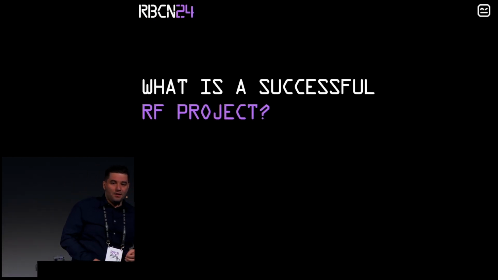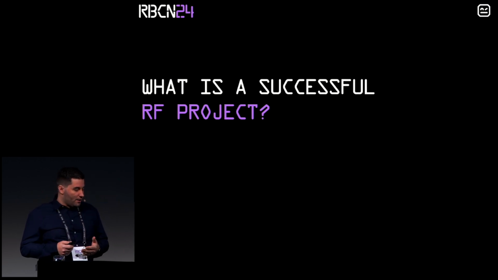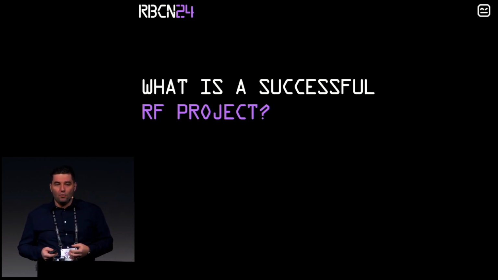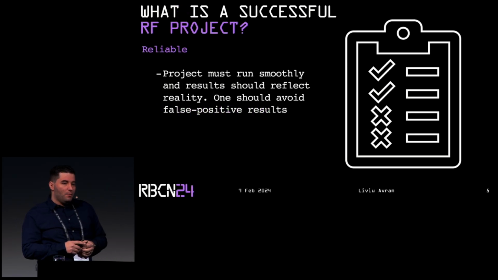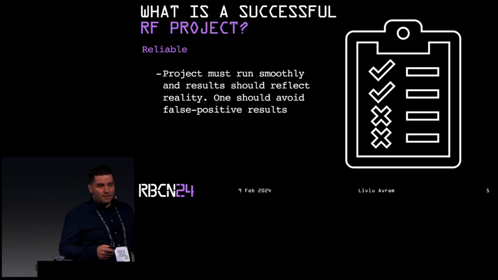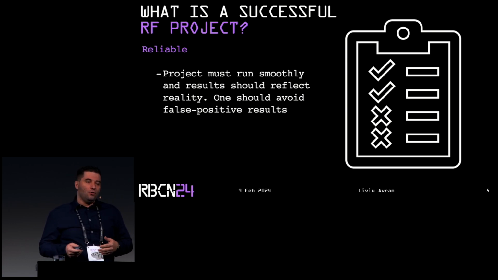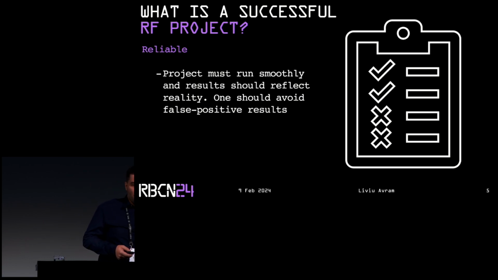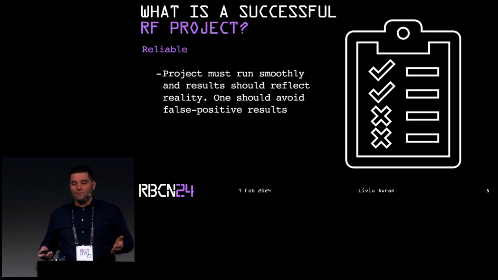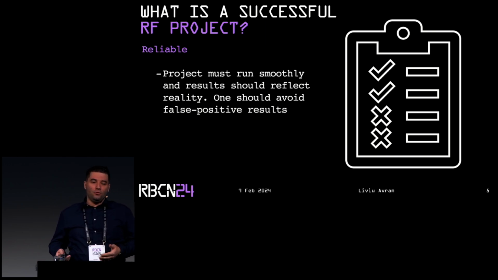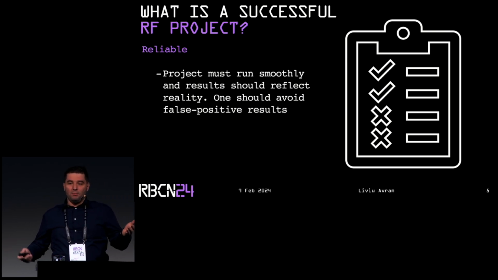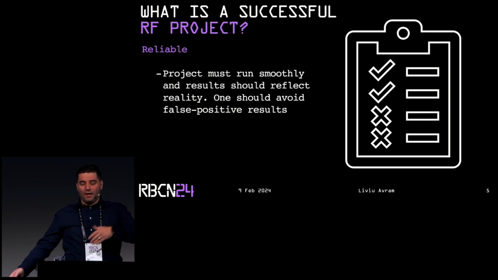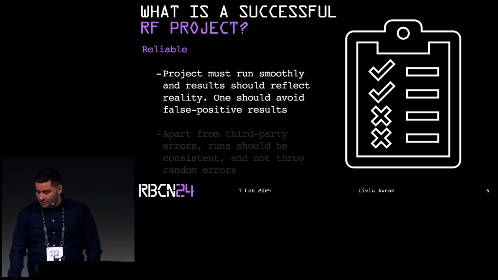Before we start talking about how to create a successful project, we must first define what a successful project is. First, a project must be reliable. Your test cases must run smoothly, and results should reflect reality. And you should always check that there are no false positive results. What does that mean? It means that a functionality doesn't work, your code is written badly, so in the end, your test case will pass, but the functionality would fail.